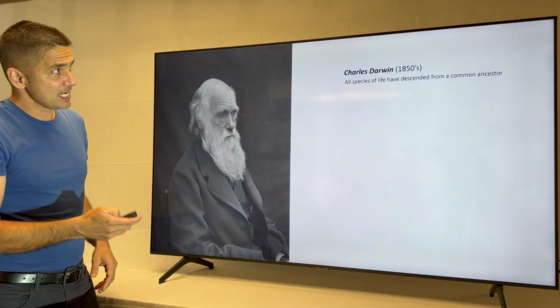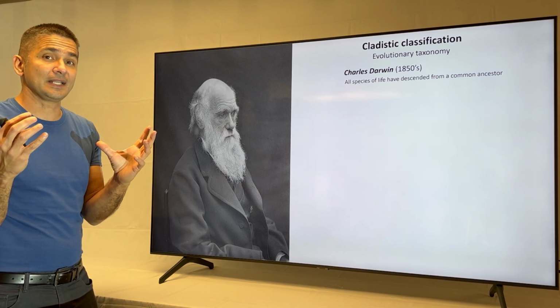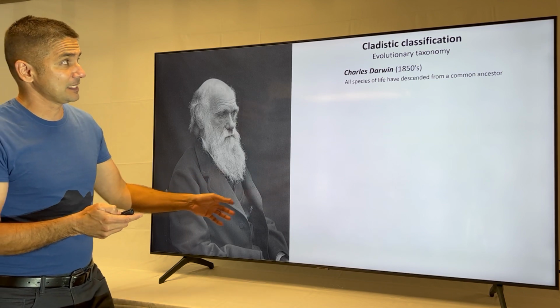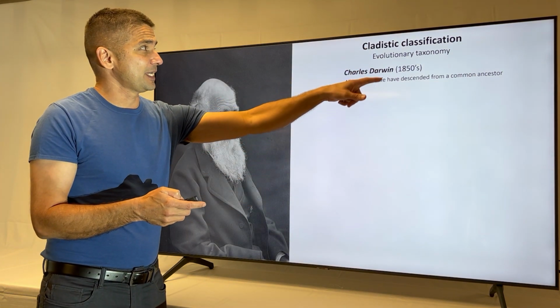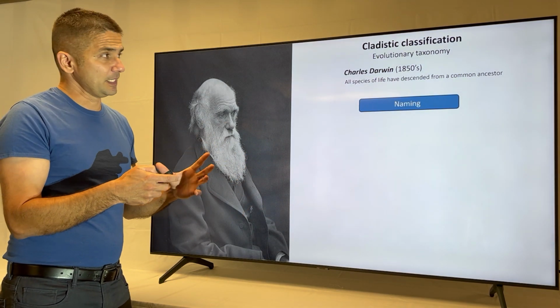The significance of this for the classification system is that it allows us to introduce a whole new way to classify the species that we share the planet with, and that's what is called the cladistic classification system. Again, let me just simplify how the classification system works.